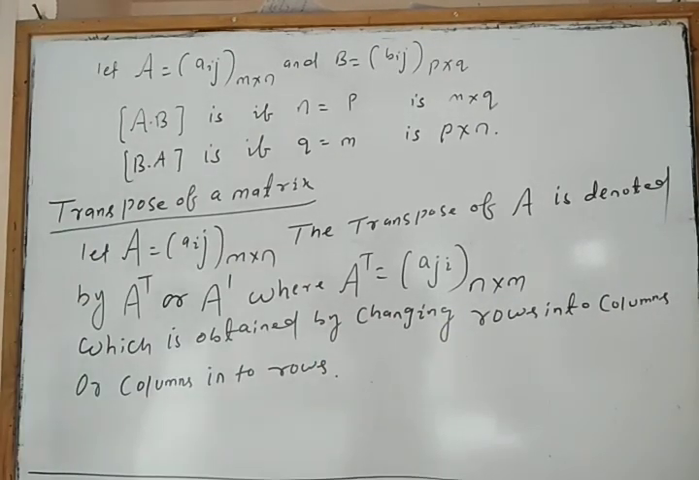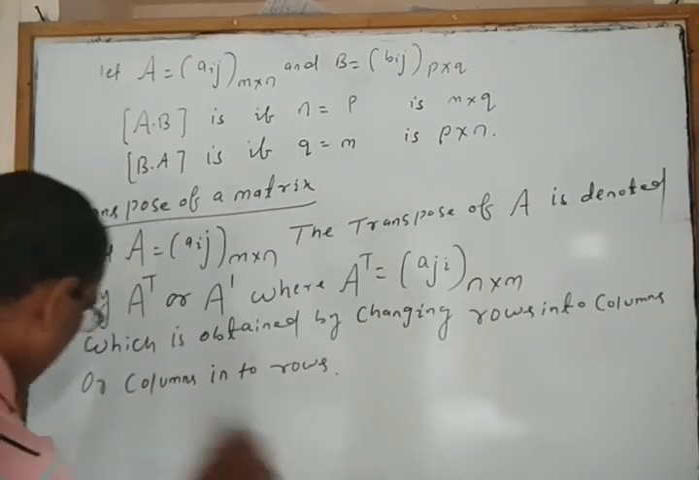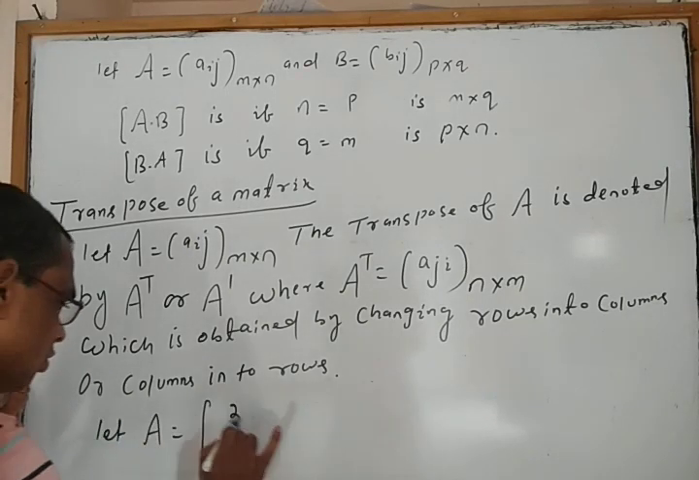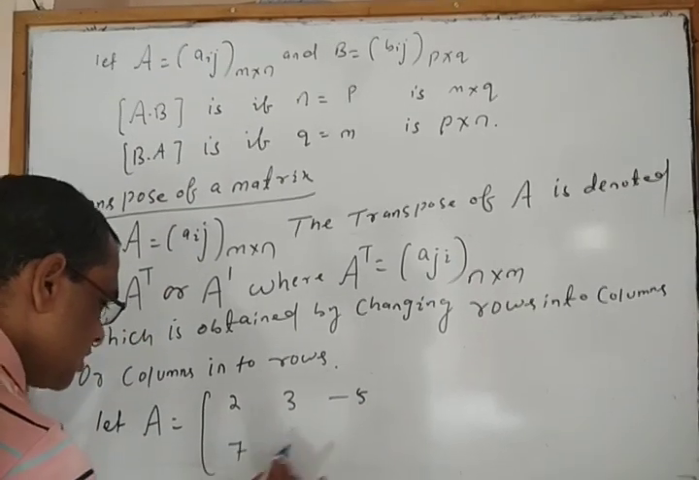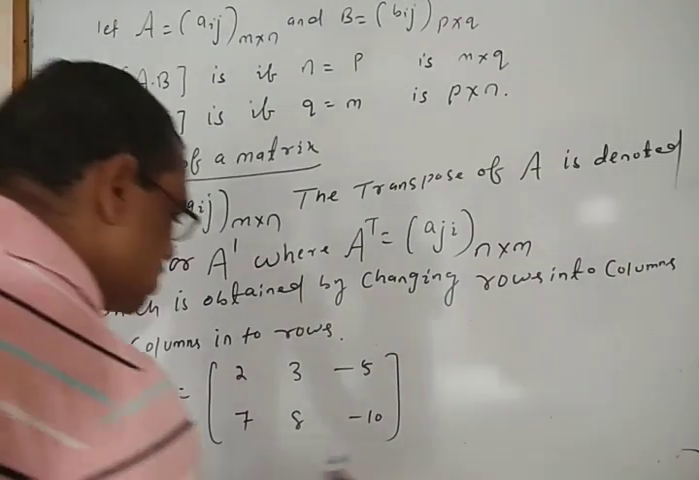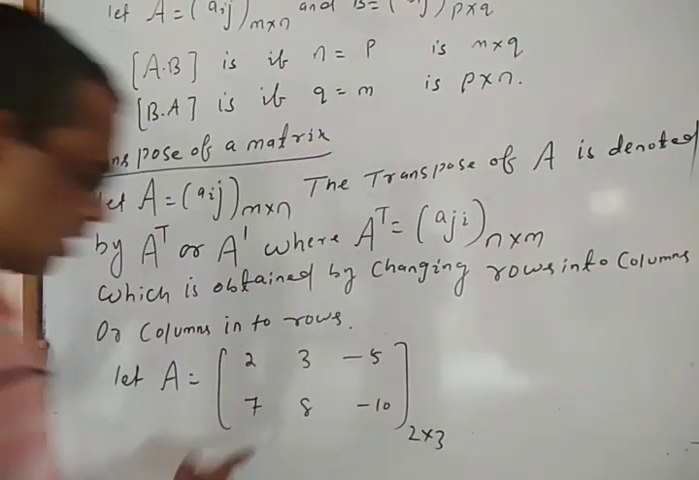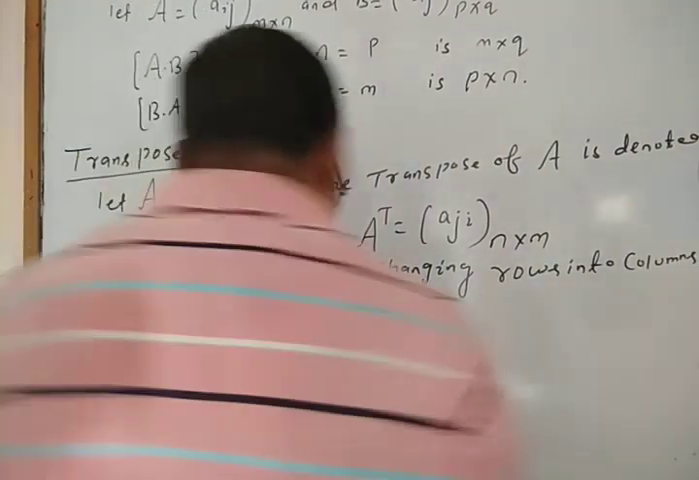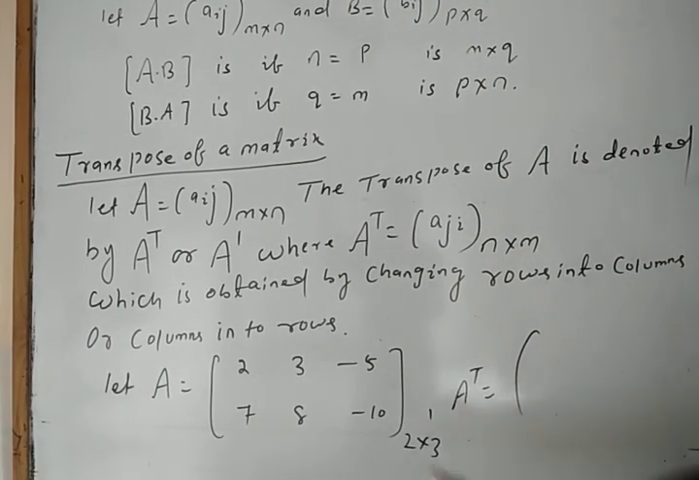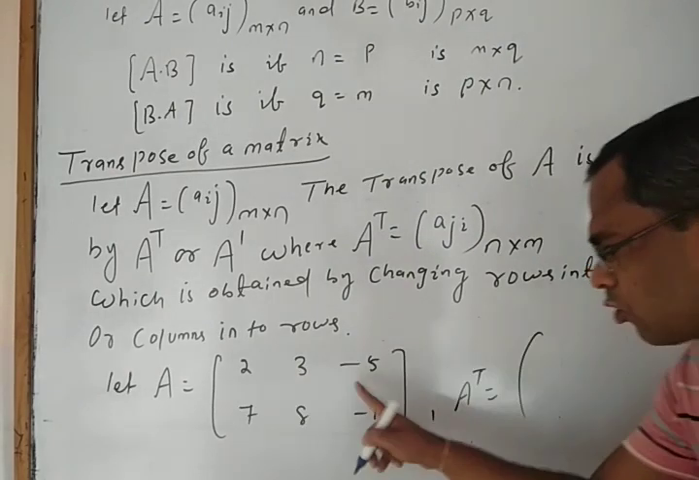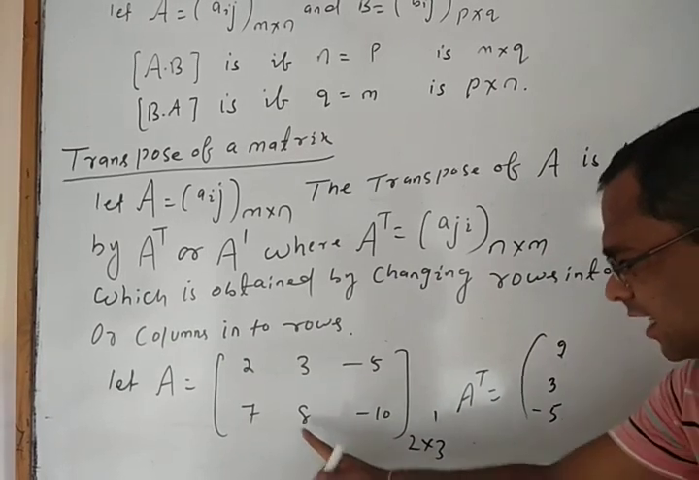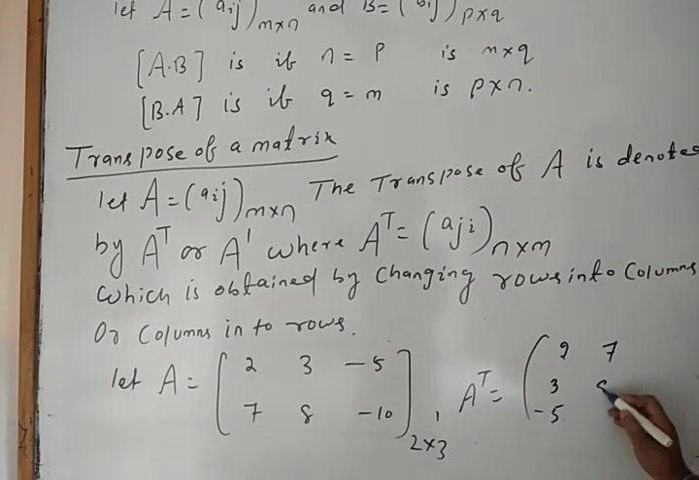For example, take another example. Let A equal 2, 3, minus 5, 7, 8, minus 10. So this is a matrix of which order? Its order is 2 cross 3 because it contains 2 rows and 3 columns, and its transpose will be, you have to interchange rows into columns. First you write the first row as the first column: 2, 3, minus 5, then we write the second row as the second column: 7, 8, minus 10.